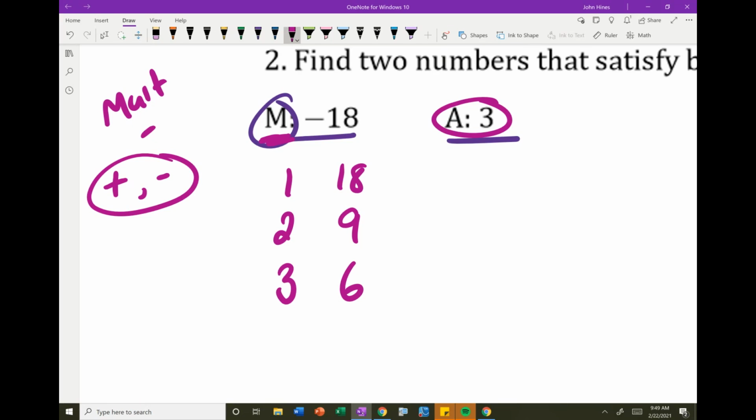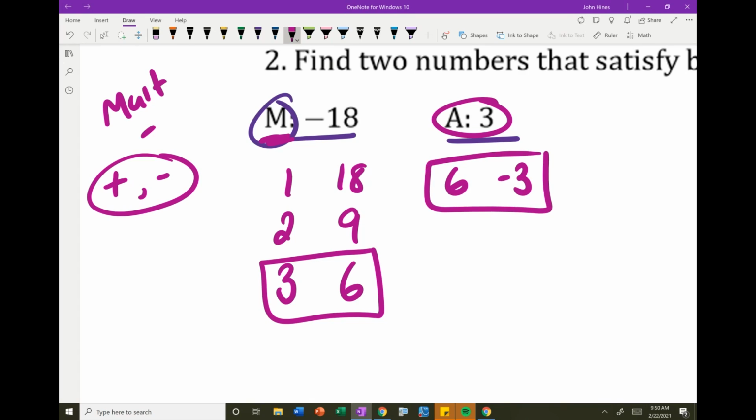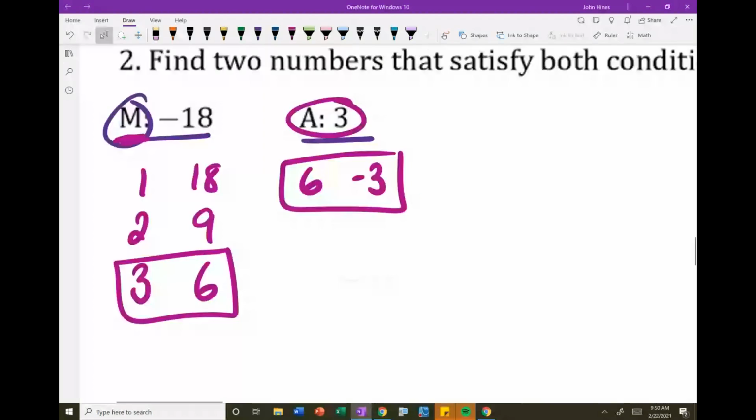Really, who's 3 apart from each other? What distance between these two numbers is 3? How far apart are they if I subtract them? So when I look at this, I notice, wait a minute, 3 and 6. 3 and 6 add to 3 if I do 6 minus 3. So notice, one of the numbers is positive, one of them is negative, and they add to positive 3. So when you have opposite signs like this, you've got to think a little bit more.